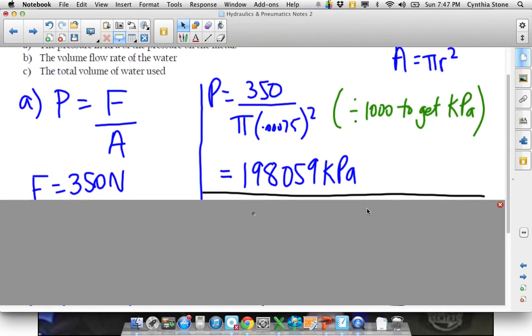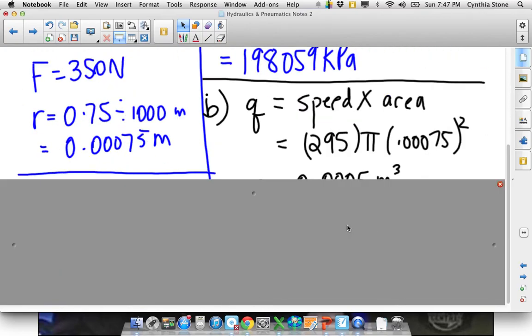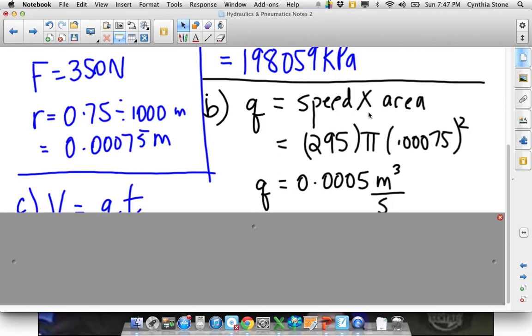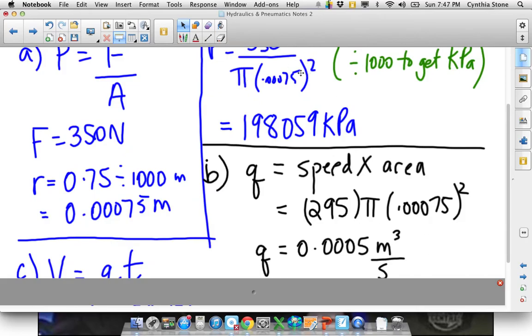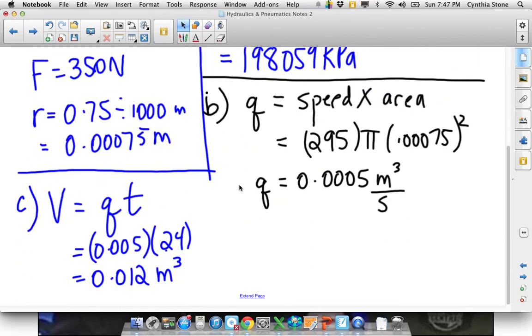Volume flow rate of water, that's little q. Okay. Find a formula for little q, and it's speed times area. So the area again is just this area, and speed is given in the question. So there's the volume flow rate. And total volume is Q times t. Okay, so we're given time at 24 seconds. We've got our volume flow rate. You just multiply.